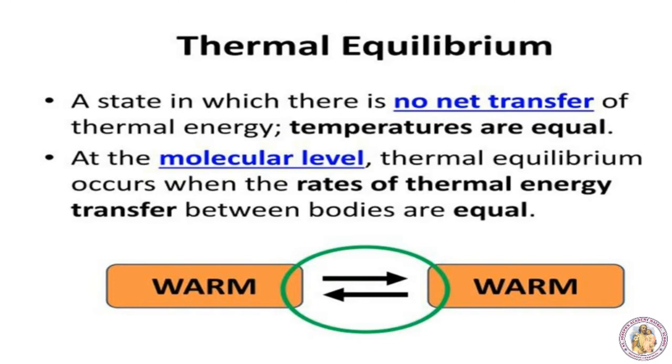Temperatures are equal. At the molecular level, thermal equilibrium occurs when the rates of thermal energy transfer between bodies are equal. So, two bodies become warm after transferring the heat. This is said to be a thermal equilibrium.